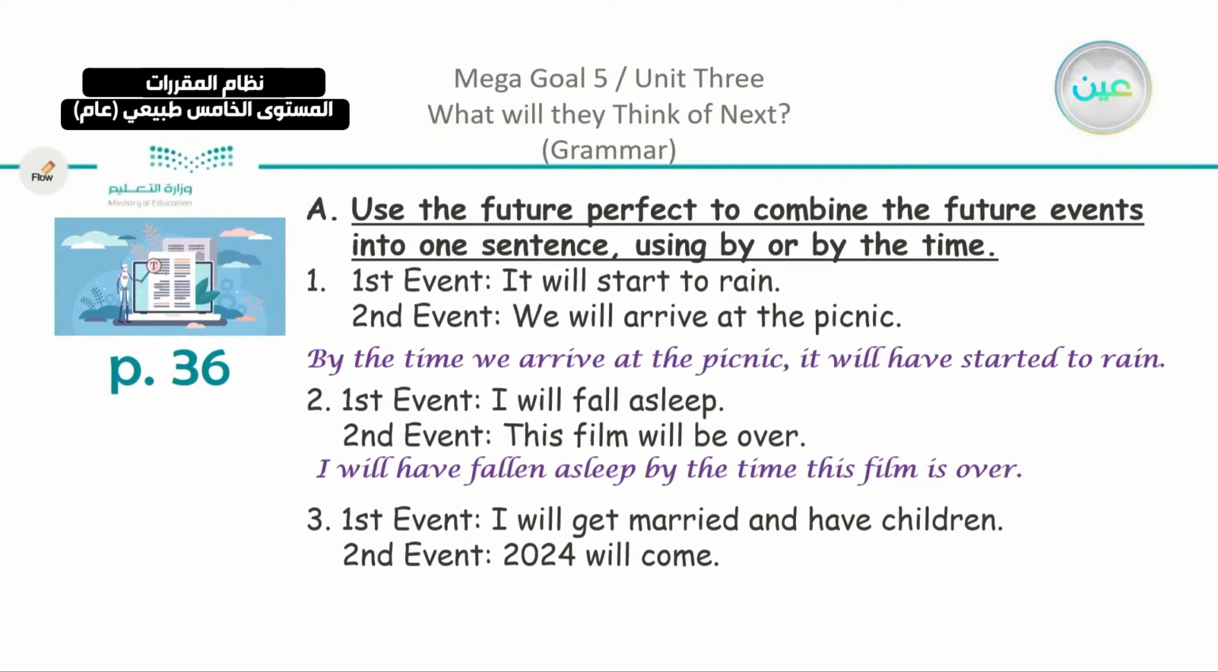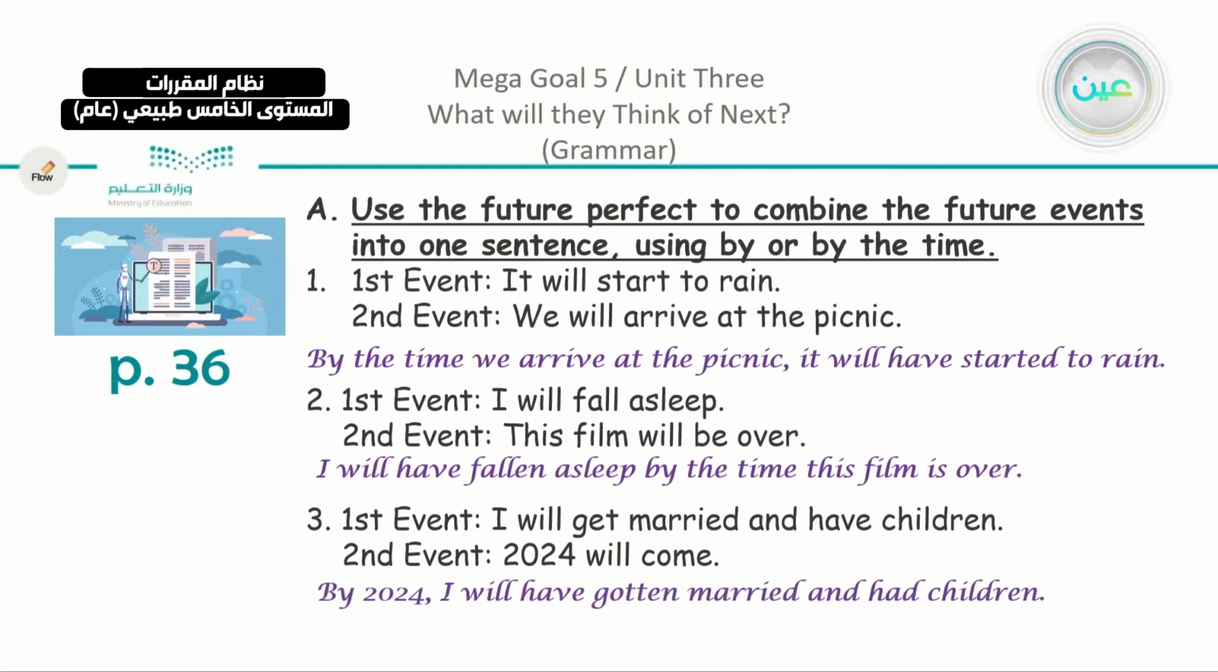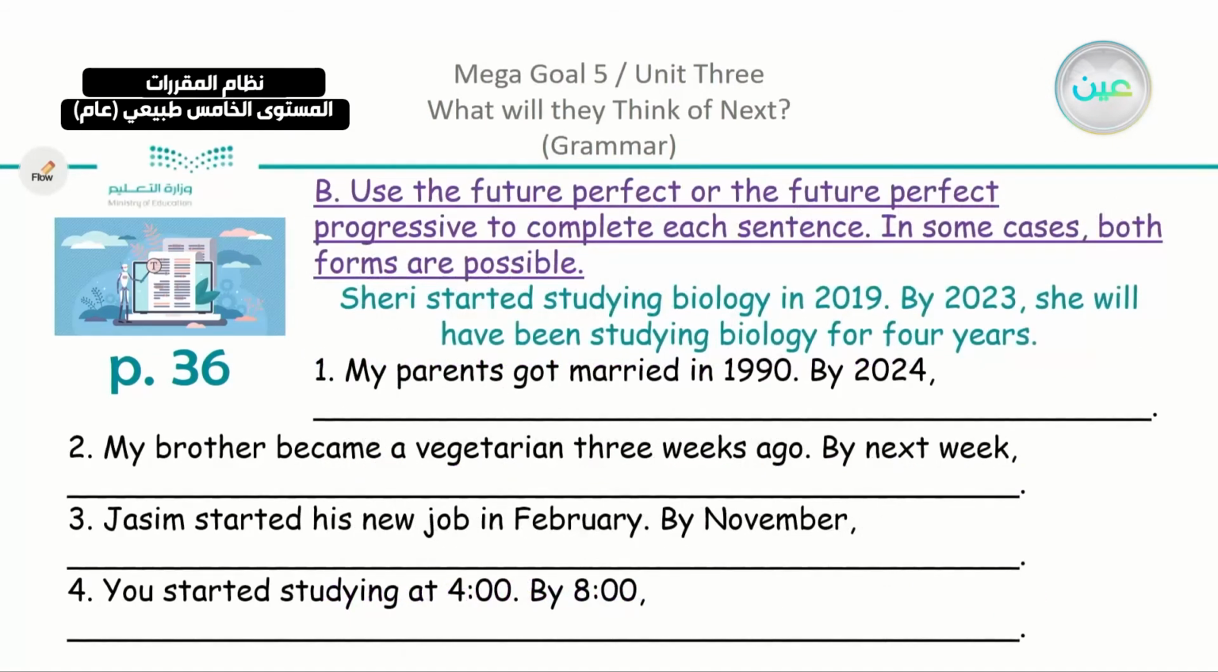Now, number 3, I will get married and have children, and this is something to plan in the future by, we have here, the year 2024. So we can say, by 2024, I will have gotten married and had children. So these are just examples. You have the rest of the exercise to apply and do the same thing.